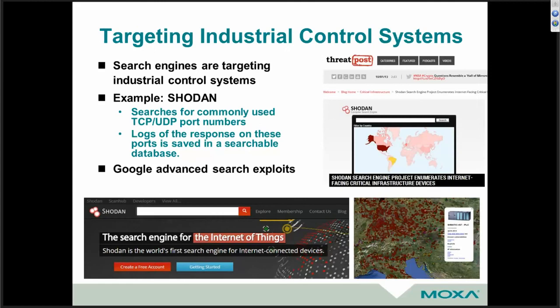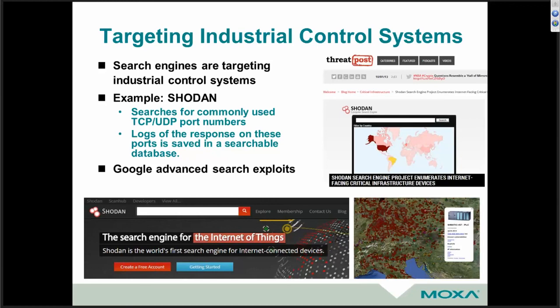So if we look at the threat landscape today, we see that there are some threats out there. One of those is from search engines that target industrial control systems. One of those is called the SHODAN search engine. This is interesting because SHODAN bills itself as the search engine for the Internet of Things. And as we start to talk about the industrial Internet of Things, it becomes very concerning that there are tools out there that are designed to find these systems.